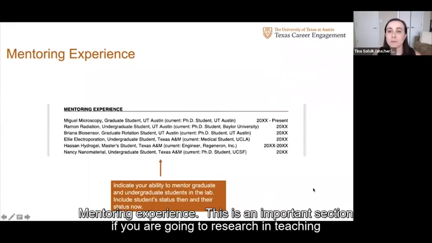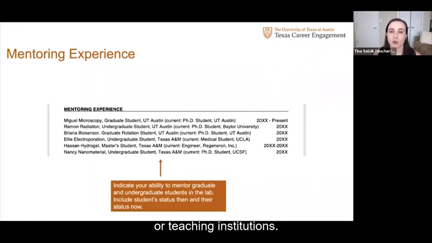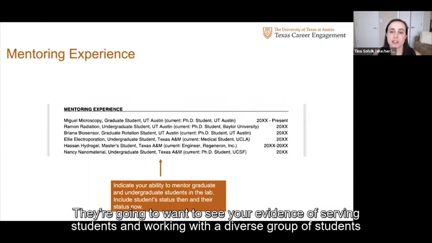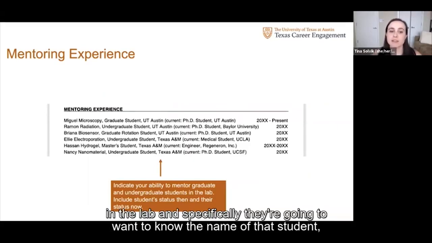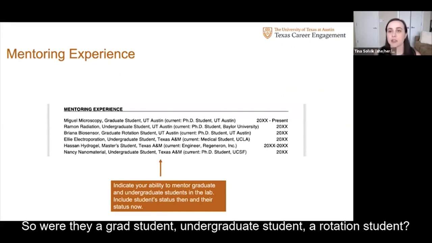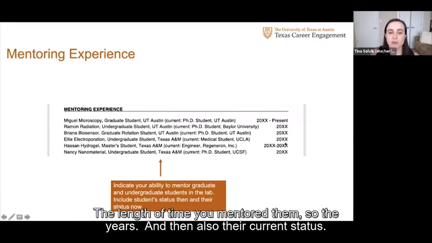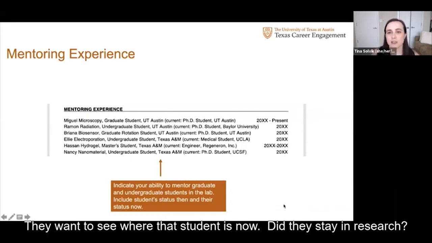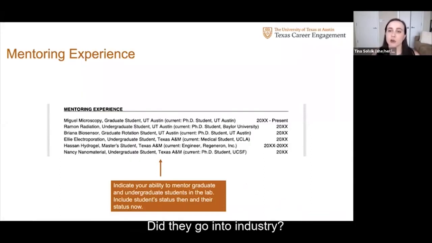Mentoring experience. This is an important section if you are applying to research and teaching or teaching institutions. They're going to want to see your evidence of serving students and working with a diverse group of students in the lab, and specifically they're going to want to know the name of that student, what was their status at the time that you were mentoring them. So were they a grad student, an undergraduate student, a rotation student? The date, the length of time that you mentored them, so the years, and then also their current status. They want to see where that student is now. Did they stay in research? Did they go to medical school? Did they go into industry?